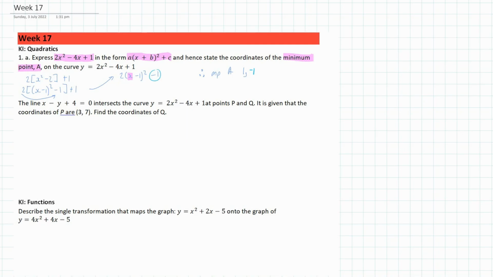Now we've got this line meeting a curve. I'm going to rewrite my line as y equals x minus 4. Just rearrange that. And we want to see it intersects this curve here at points P and Q. We've got to find the coordinates of Q. So what I'm going to do is set the curve, which is this, equal to the line, which is this. I'm going to bring everything across to one side. So I get 2x squared minus 5x plus 5 equals to 0.